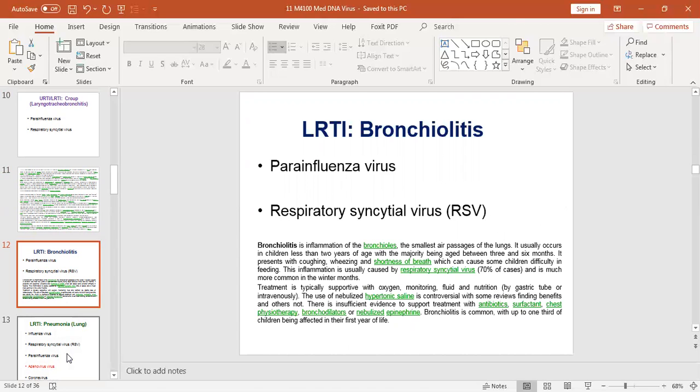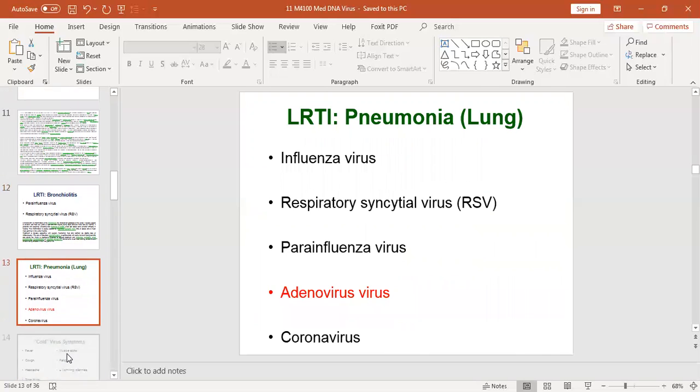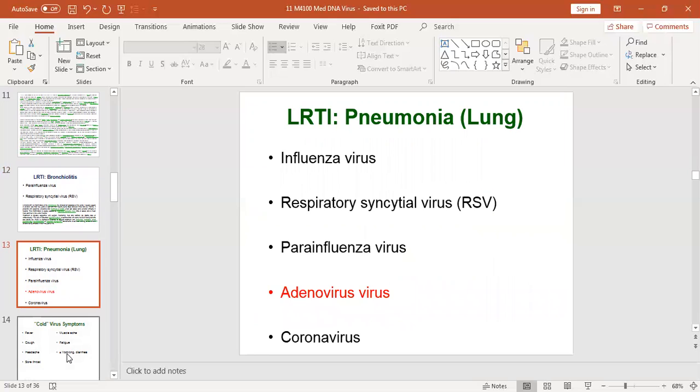Moving to slide number 12, lower respiratory tract infection, bronchiolitis, which is the inflammation of the bronchioles. Parainfluenza virus, number 1, and respiratory syncytial virus or RSV as a second prominent causative agent. So as you can see, these two viruses were also capable of causing croup, as we discussed on slide number 10. Moving to slide number 13, lower respiratory tract infection or pneumonia, infection of the lungs. Influenza is the first common cause, followed by respiratory syncytial virus, RSV, parainfluenza, adenovirus, and coronavirus.